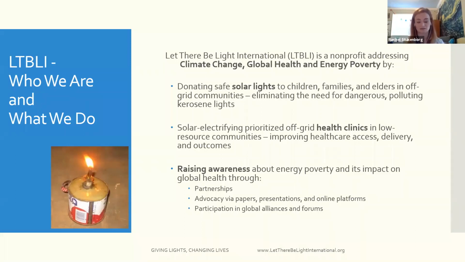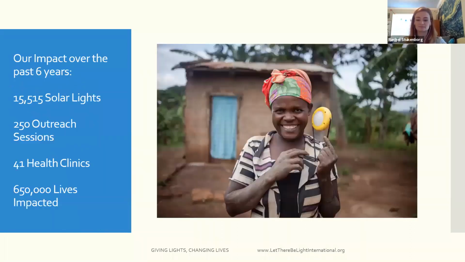This image on the left is of a typical kerosene lamp used for lighting in areas where Let There Be Light International operates. And no one wants to use this light. It's dim, it has an open flame, which is really dangerous. It emits pollutants, and it's really expensive. But for millions, this is the only lighting option available. Let There Be Light International offers a solution to that with solar lights.